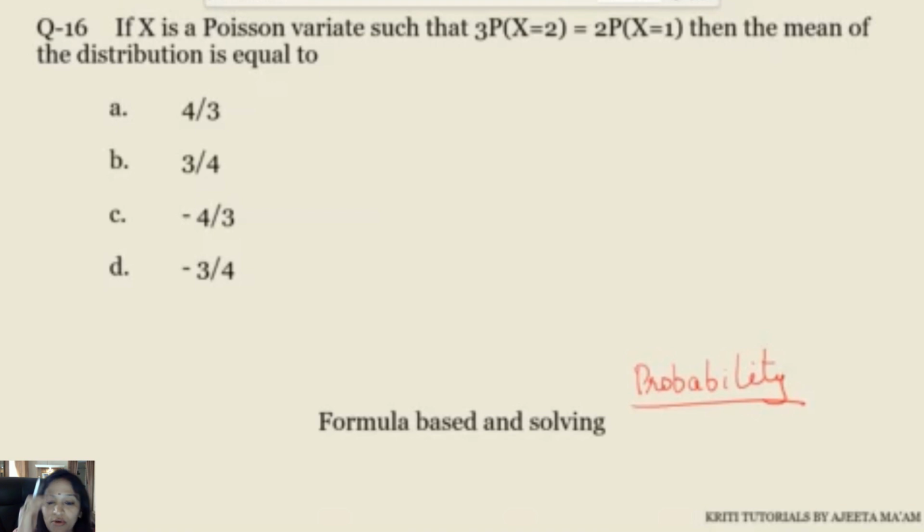So now what's the formula? The basic formula for the Poisson distribution. E raised to minus lambda, lambda raised to r upon factorial r. Correct. I repeat again: e raised to minus lambda, lambda raised to r upon factorial r. This is the formula for finding the probability of x equal to r for Poisson distribution. Now the condition given to you is this.